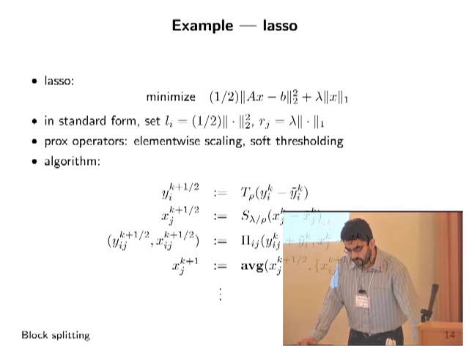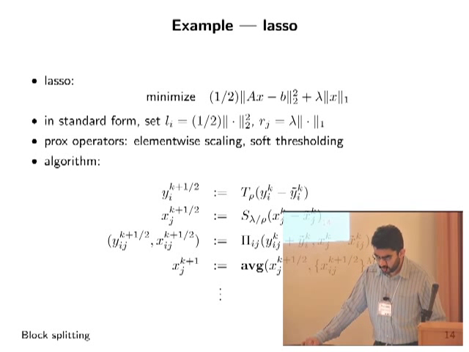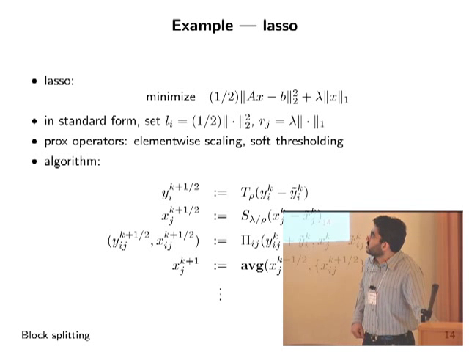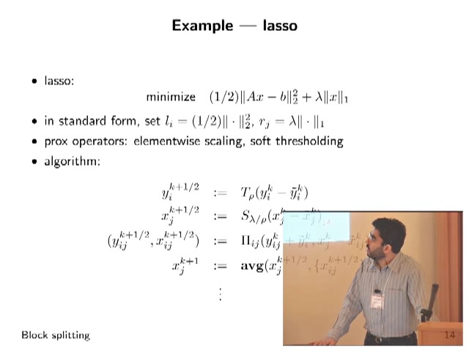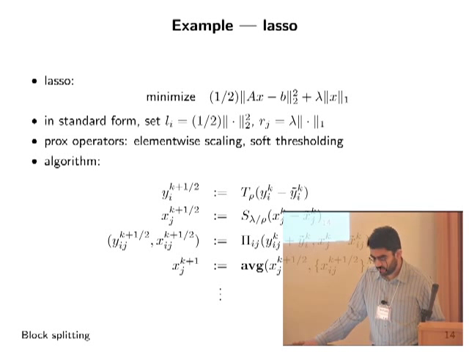So here's just an example of what the algorithm looks like for a particular problem. So let's just take the lasso. So here you're minimizing the norm of Ax minus b squared plus an L1 term. So in the standard form we had before, the loss is quadratic and the regularization is L1. There's a small typo here. It should be lambda over n since you're splitting it into n blocks. But anyway. Then the prox operators are the examples that we saw before.